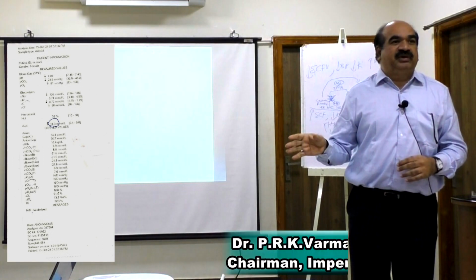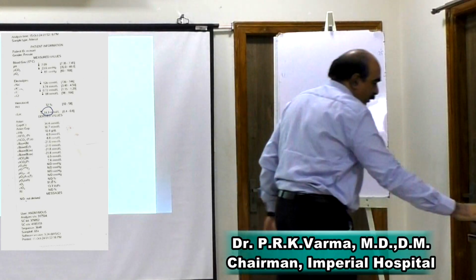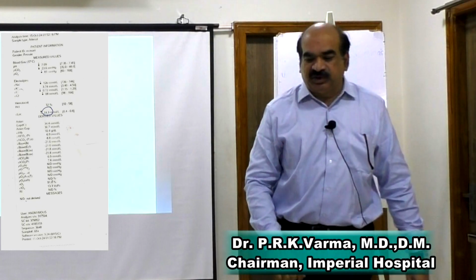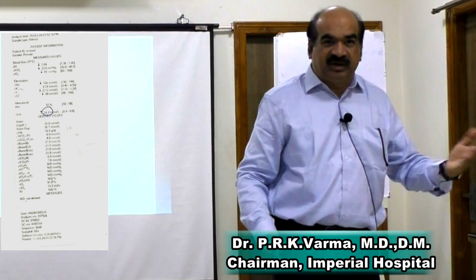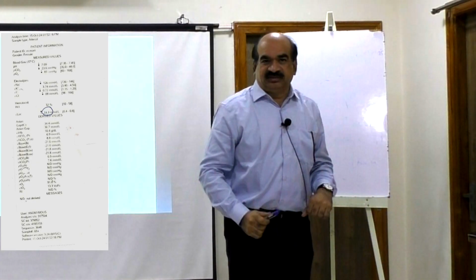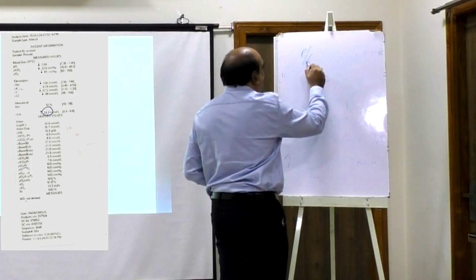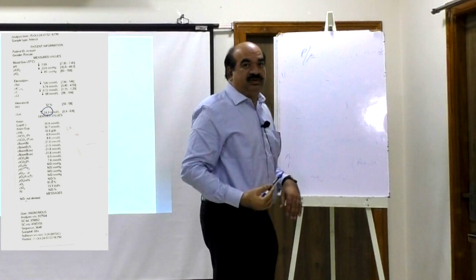What is the PaO2 by FiO2 ratio in this case? The normal PaO2 by FiO2 ratio: normal PaO2 is 100, FiO2 is 0.2, so 100 by 0.2 is 500. That is the normal PaO2 by FiO2 ratio, the P by F ratio. Here, what is the ratio?